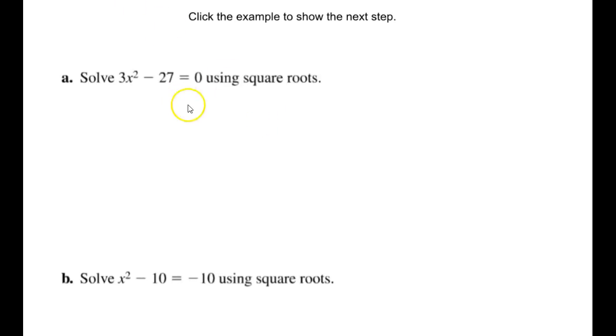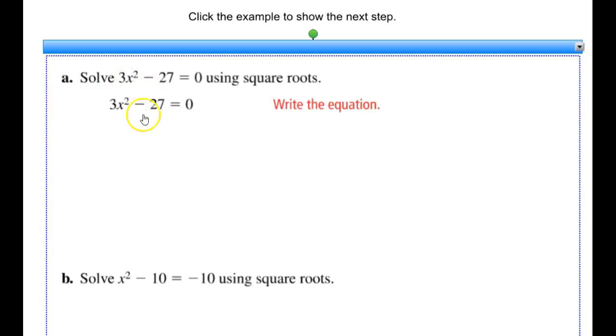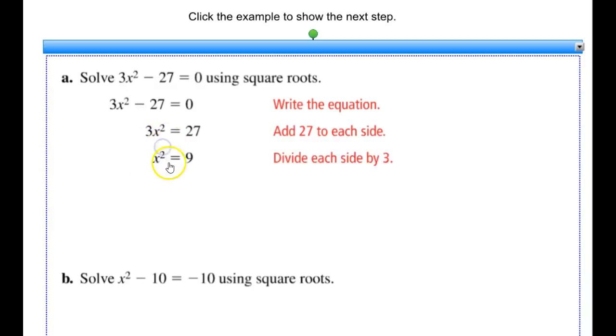So now let's solve this first one using square roots. I see I have 3x squared minus 27, and I know that I want to use square roots here because I only have an x squared term. I don't have any terms with an x. So the first thing I do is I write my equation. Then I'm going to add 27 to both sides because I'm trying to isolate and solve for this x squared. Then I'm going to divide by 3 because that gets my x squared by itself, and then I take the square root of each side.